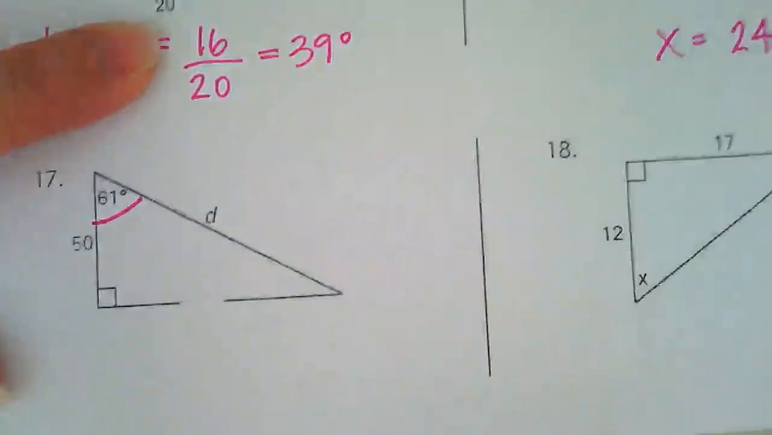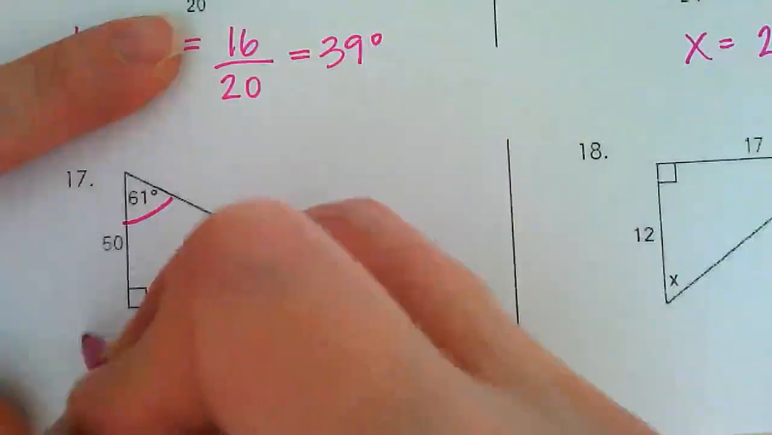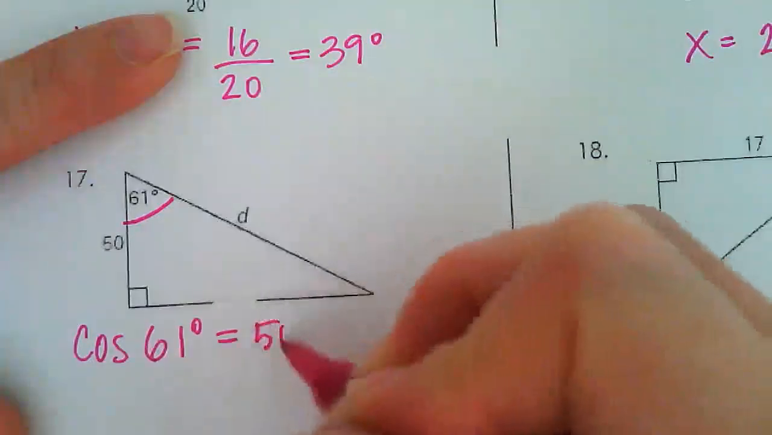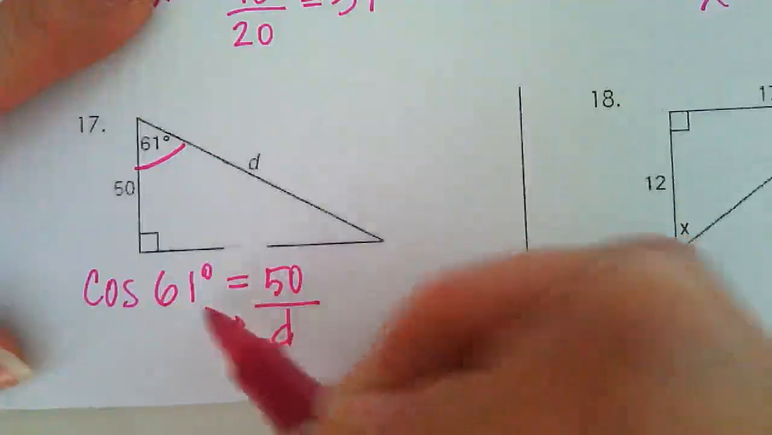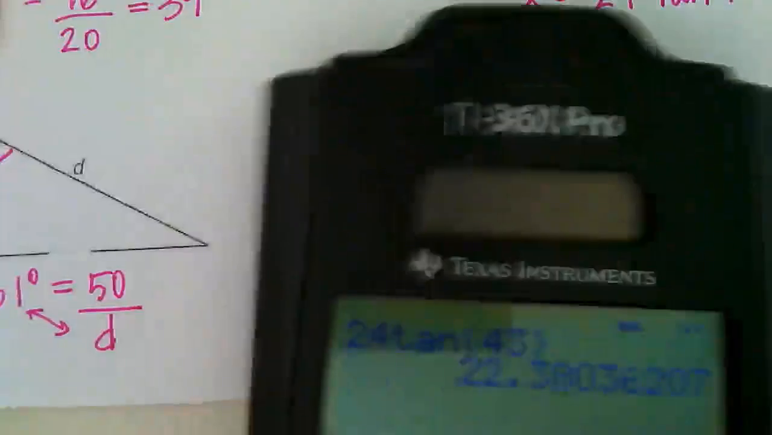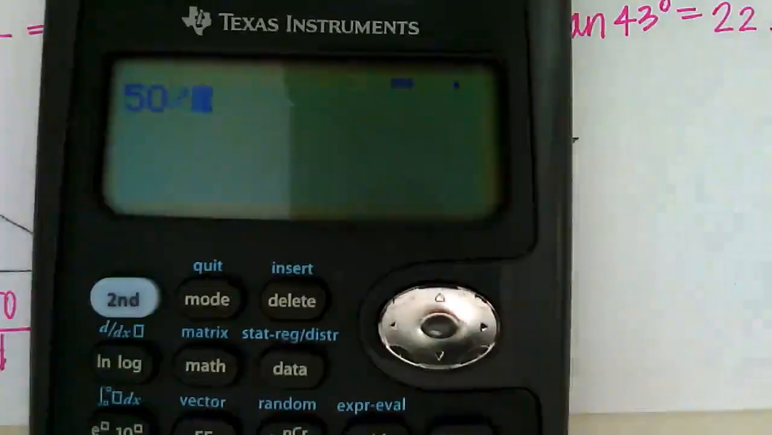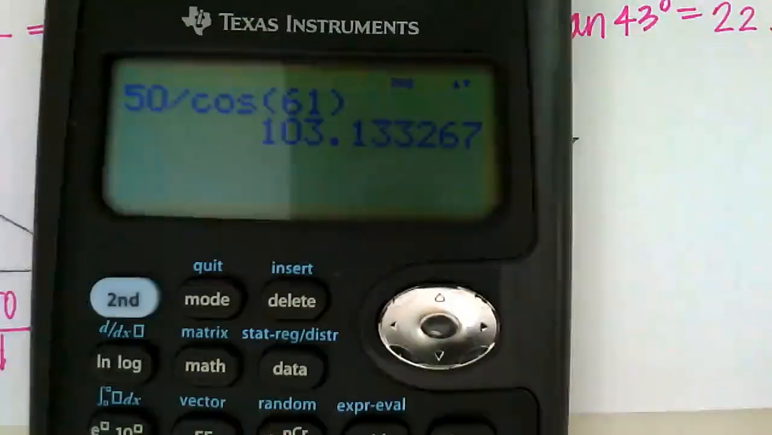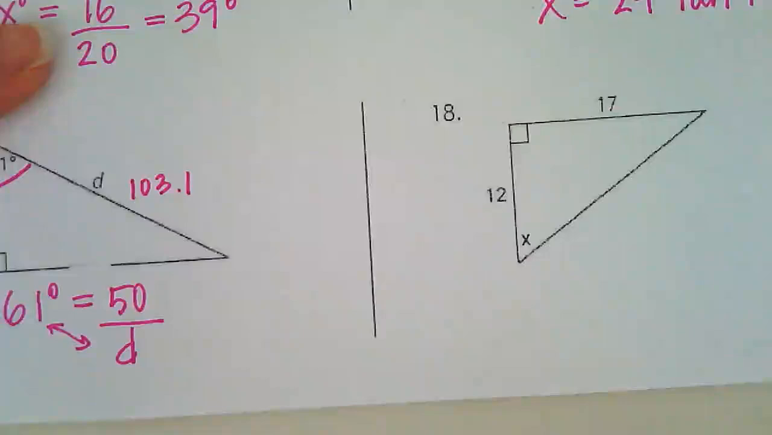All right, right here. I don't know the hypotenuse, but I know adjacent. That tells me I need the cosine, so adjacent over hypotenuse. I'm running out of room, but what I need to do is switch those two. So we need to do 50 divided by cosine of 61. And I got 103.1. So this side is 103.1.